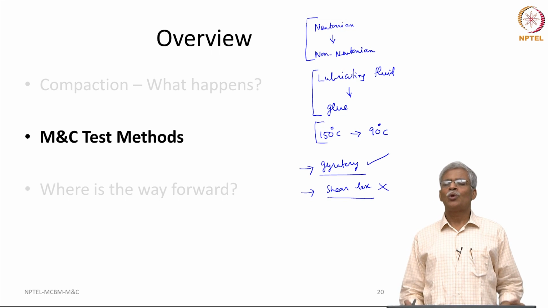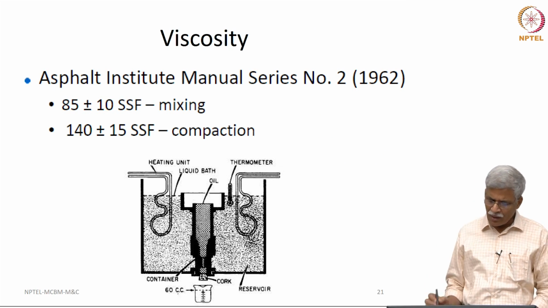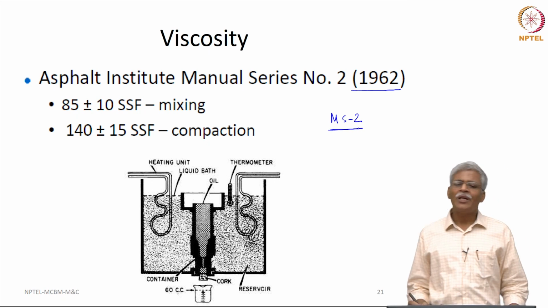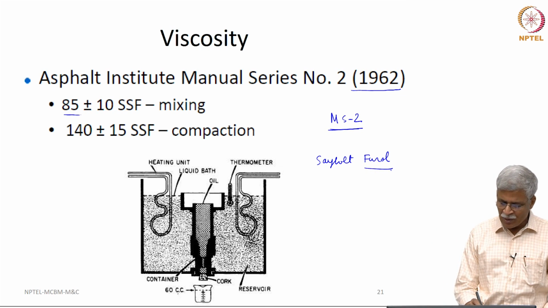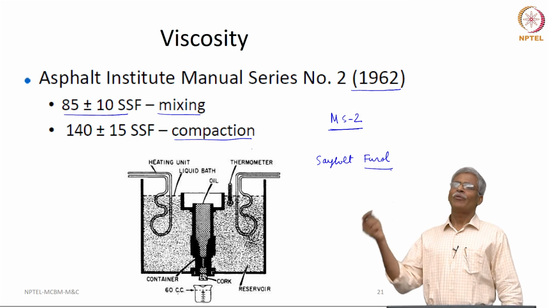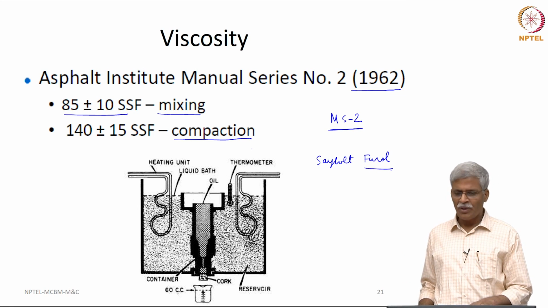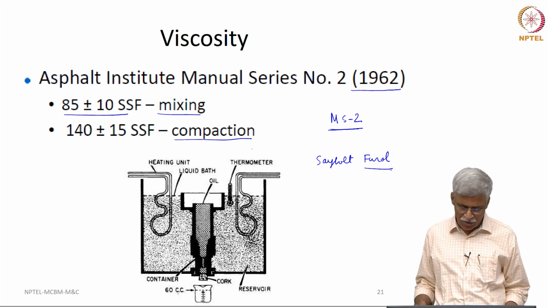Now, what do we really do to use this information to find the mixing and compaction methods? So, let us start looking at it. In the olden days, in the Asphalt Institute Manual Series 2, MS-2, in 1962, they used an Asphalt Saybolt Furol viscometer, and this was the value that was given for mixing and this was the value that was given for compaction. So, what you need to do is use the Saybolt Furol viscometer, find the temperature at which the viscosity will be given in this specific unit and use it for mixing, and the viscosity given in this unit, and then use it for your compaction.